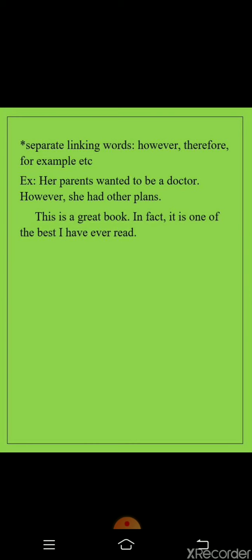This is a great book, a separate sentence. It is one of the best I have ever read. This is also a separate sentence. So to join or to link both sentences, they have used in fact. This is a great book. In fact, it is one of the best I have ever read. So after in fact, they have again given a comma.